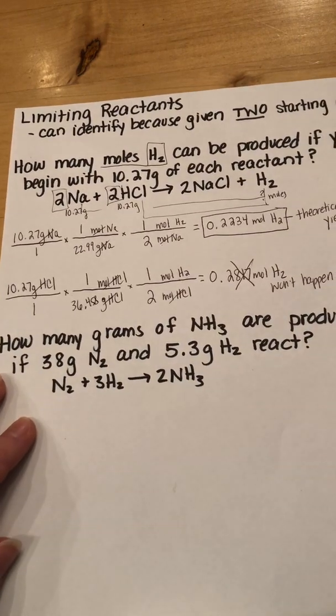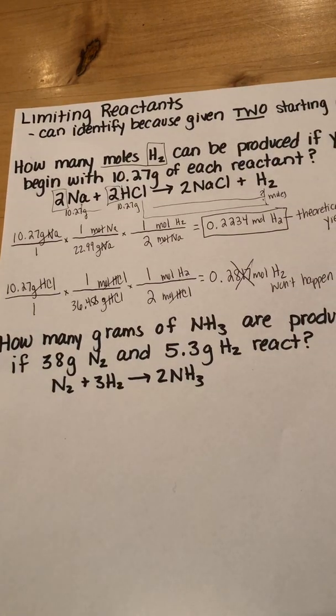Okay, so that would be your answer. And then usually the last part of the question, typically there's two pieces of the question. One, it will ask what is your theoretical yield? And it's always going to be the smaller of the two numbers that you end up with. And then the second part of the question is usually, what is your limiting reactant?